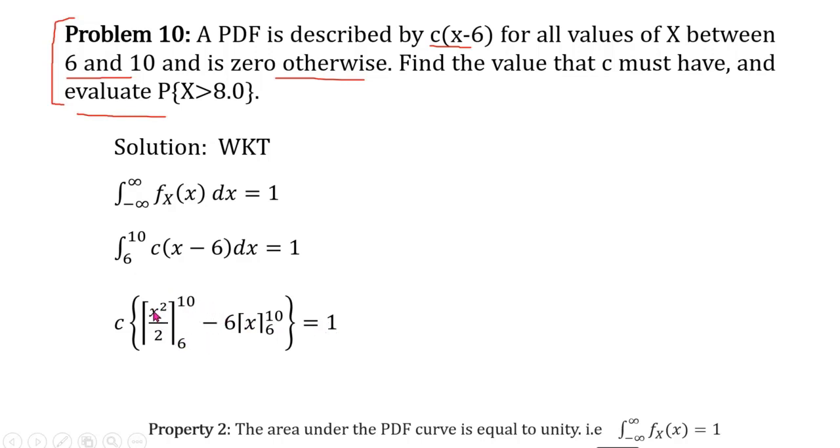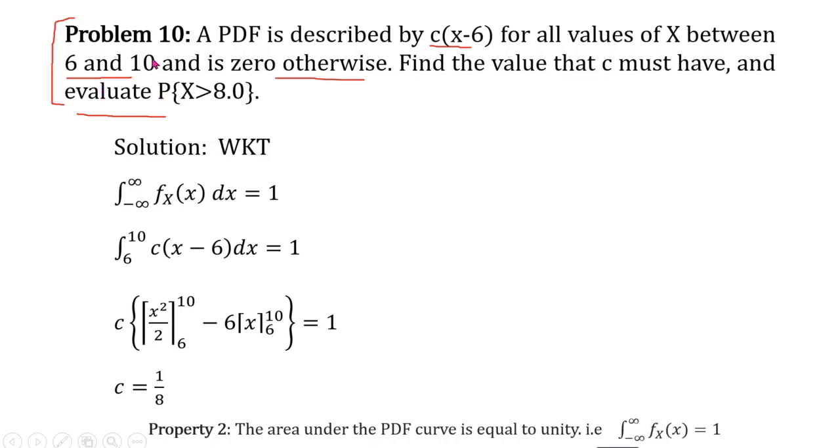Then substitute the limits. In x square, replace x by 10: 10 square is 100, minus 6 square. 6 into 6 is 36. 100 minus 36, divided by 2, is 32. Then 6 times (10 minus 6): 10 minus 6 is 4, and 4 into 6 is 24. This minus 24 gives 8. The value of this complete bracket will be 8. Then what could be the value of C? It is 1 by 8.